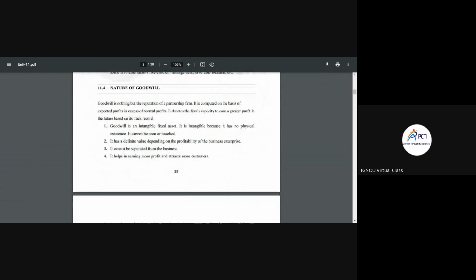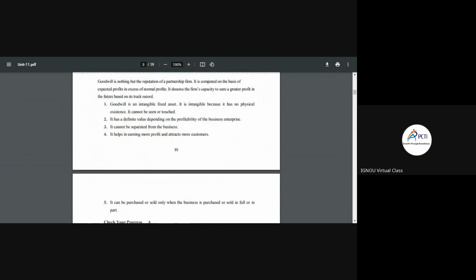Next one is nature of goodwill. Goodwill is nothing but the reputation of a partnership firm. It is computed on the basis of expected profit in excess of normal profit. It also denotes the firm's capacity to earn a greater profit in the future based on its track record. For example, or they give us some points.